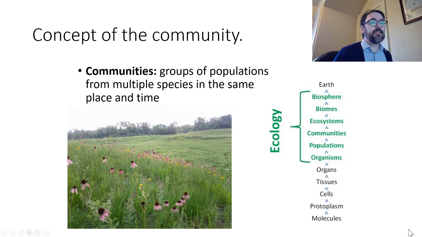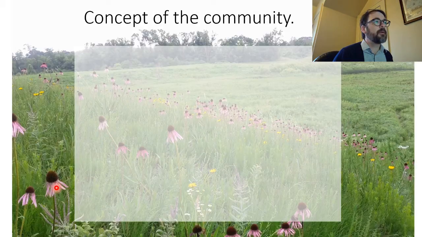So you've seen this slide probably a dozen times by now, where we've defined communities as groups of populations of multiple species that are in the same place and the same time. I think I've shown you this picture. This is a restored prairie grassland near Chicago, Illinois. It's one of my favorite pictures ever. You can just see how beautiful and diverse communities can be.